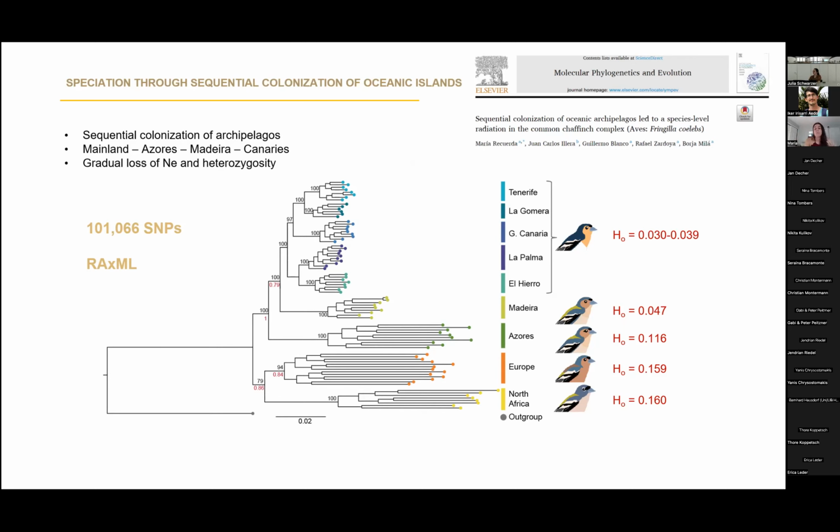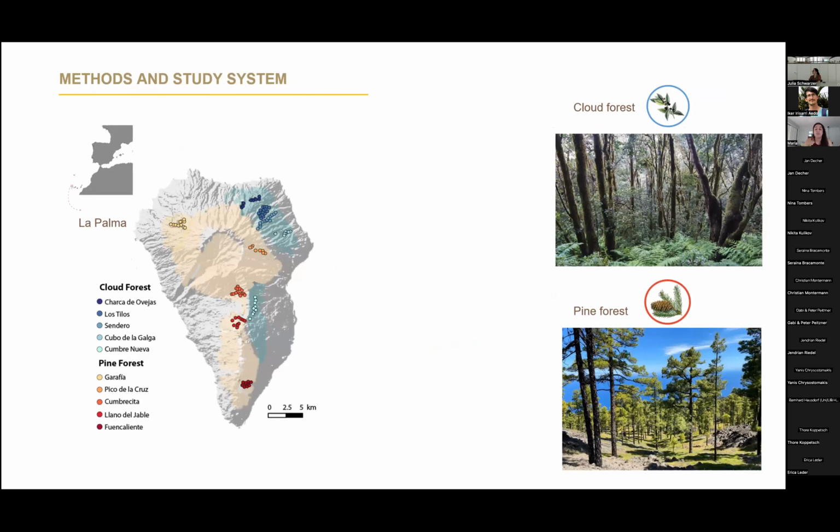So now I'm going to focus on one of the last steps of this colonization, the island of La Palma. The island of La Palma provides an interesting scenario, specifically to study local adaptation, because there are two contrasting habitats, the cloud and the pine forest. Both habitats are really different, both in resources and conditions. The vegetation is completely different, and the cloud forest is much more humid and dense, whereas the pine forest is much more open and dry.